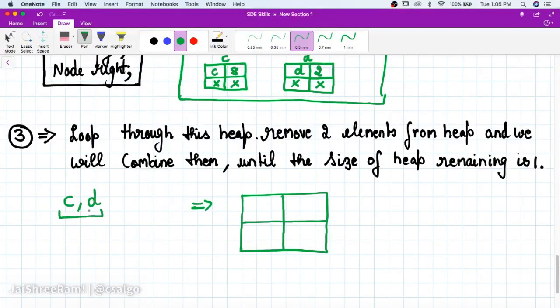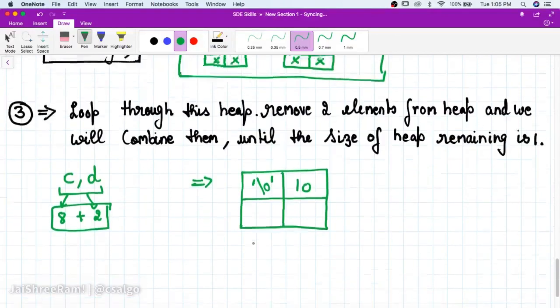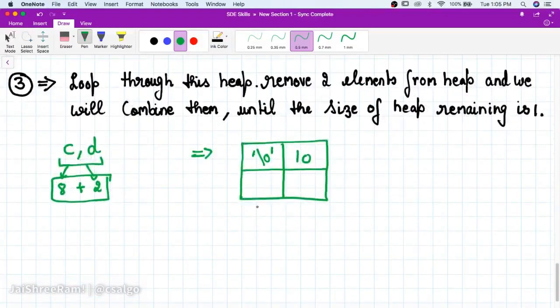The two nodes which are removed are C with cost 8 and D with cost 2, because it is a min heap, so the two smallest values are removed first. So the total cost of this new node will be 10, which is the sum of these two costs. The character could be anything. On the left it will have node C, and on the right it will have node D. It could also be D on the left and C on the right, but let's say on the left it will have this node C.